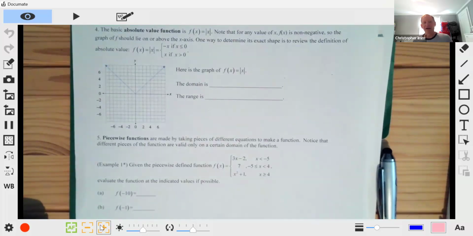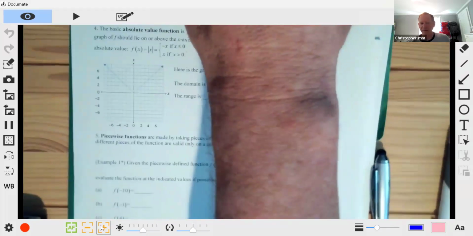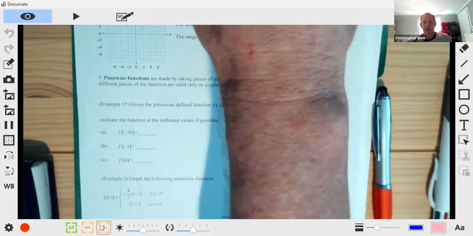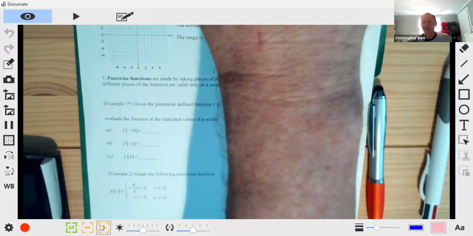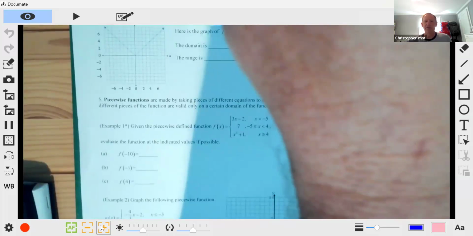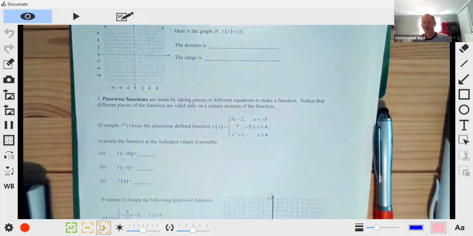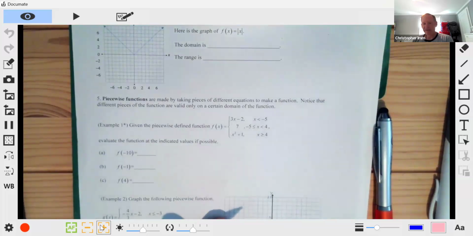Great. So the absolute value is an example of a piecewise defined function. However, let's go ahead and take a look at these other two piecewise defined functions. The first one, we really want to be able to evaluate piecewise defined functions at different points.